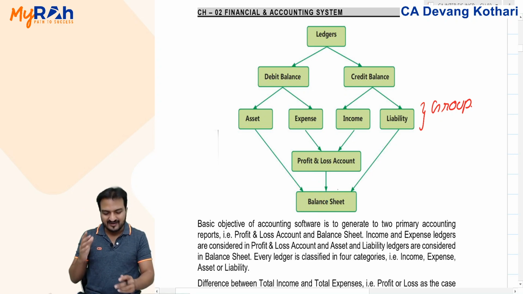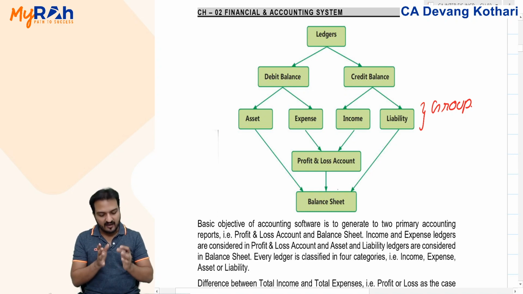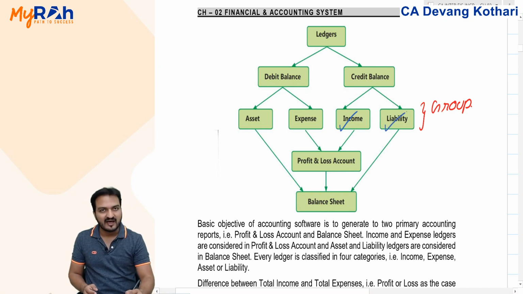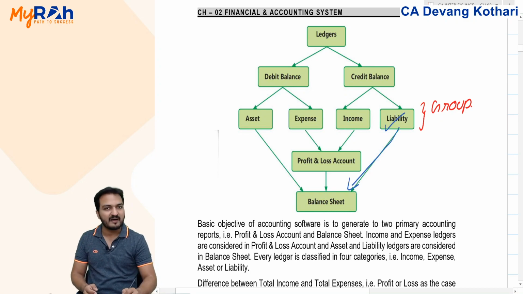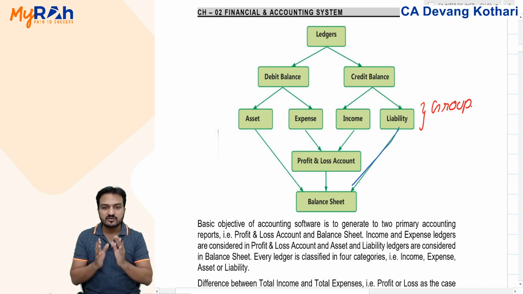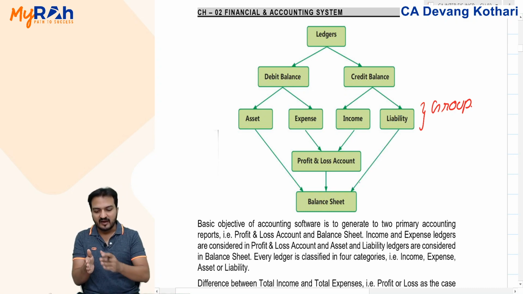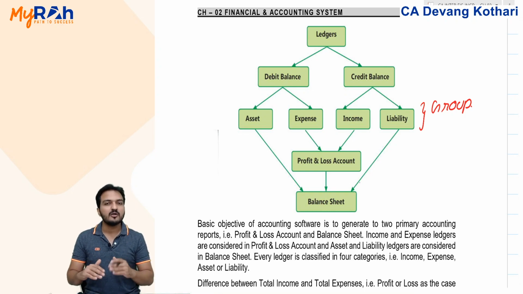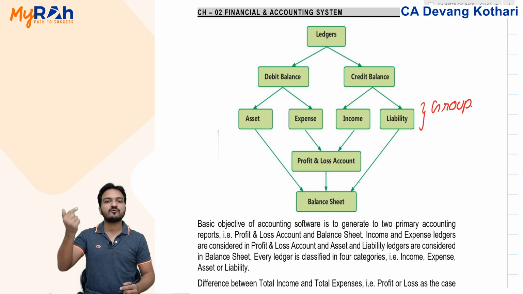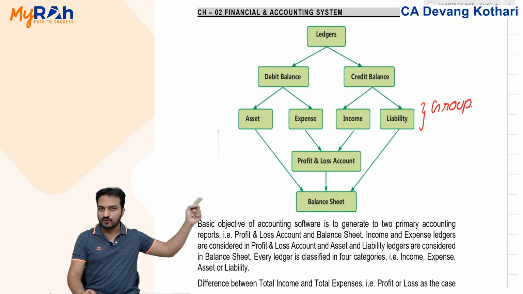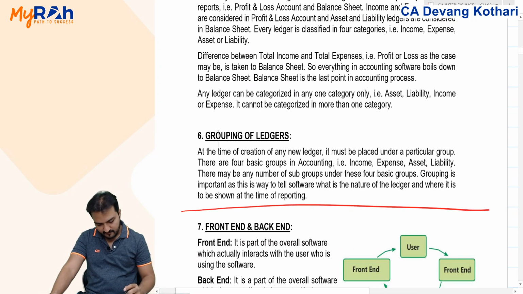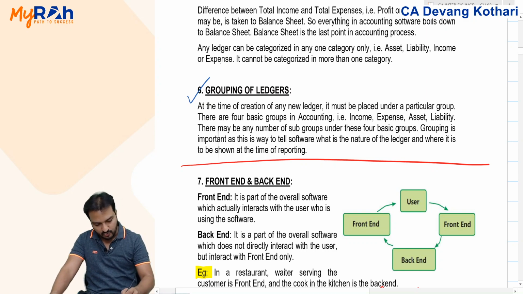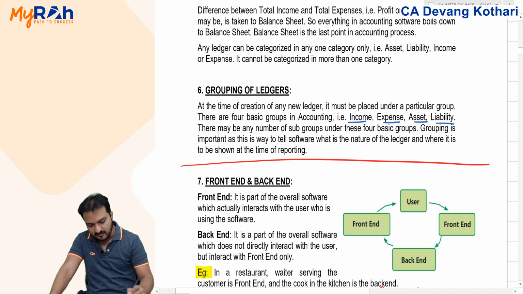Say if I have created the sales ledger, I have to classify it as the income category. If I classify that under liability, then the sales will be directly shown in the balance sheet. Software does not know that sales comes in P&L and fixed asset comes in balance sheet. How will the software get to know? Software will get to know because you have to classify the ledger under these four categories. That comes under grouping of the ledgers. You have to classify the ledger according to these four groups: income, expense, asset and liability.